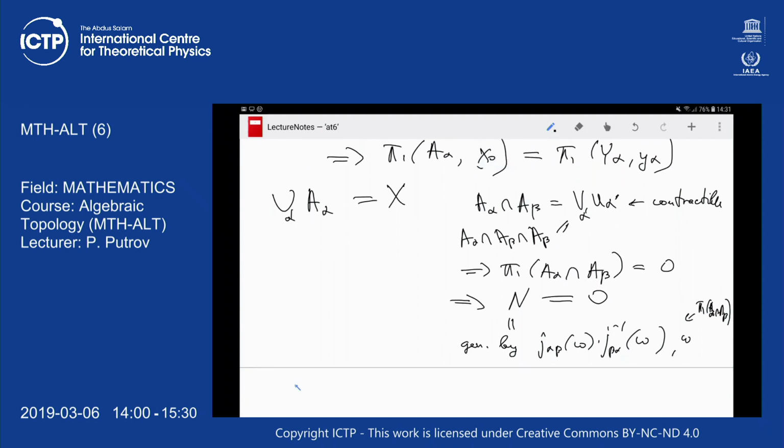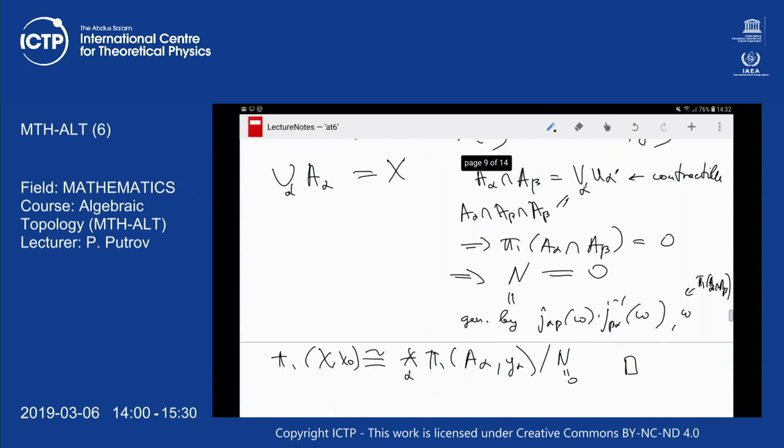And then pi 1 of X. So in general, by the Seifert–van Kampen theorem, it is given by the free product of pi 1 of A alpha, divided by N. But since this N is trivial, we just get the free product of those groups. So this proves the statement.